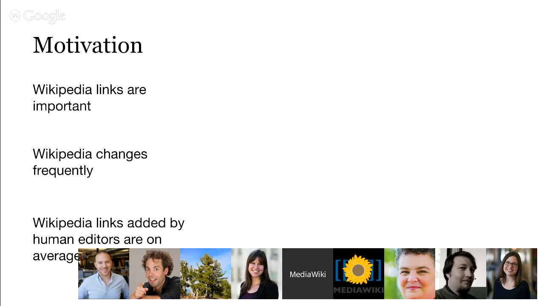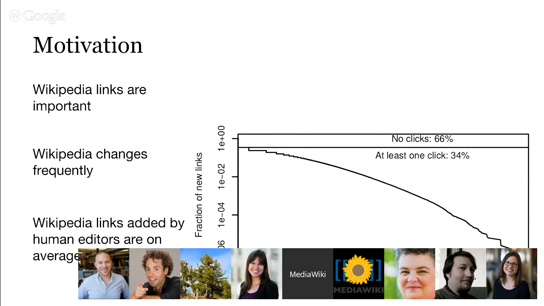And lastly, Wikipedia links that are added by human editors are on average used very rarely. This is something that we saw when we looked at the data. 66% of the links that are added by human editors to Wikipedia are not used at all when you look 2 months after they are added. You see that the number also drops very rapidly. If you're looking at links that are clicked at least 10 times, we're slightly over 10%.